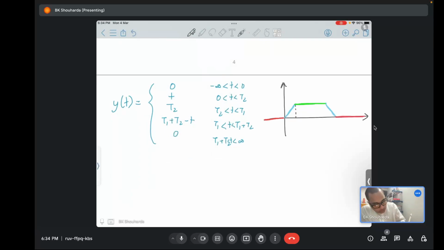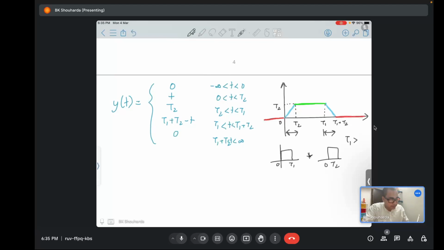So the convolution of two pulses: this one is t2, this one is t1, this one is 0, this is t1 plus t2, and this one is t2. So this is the generic trapezium that you will get when you convolve two pulses of unequal length. And this length is determined by the shorter pulse.